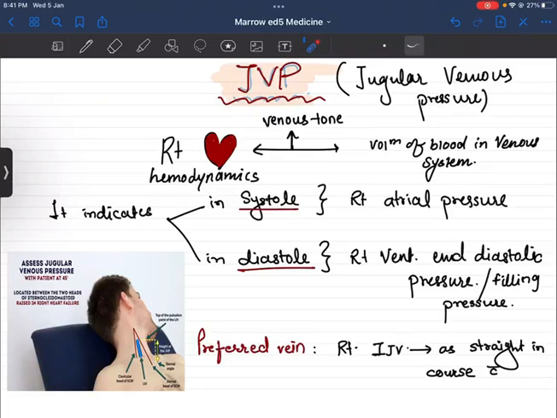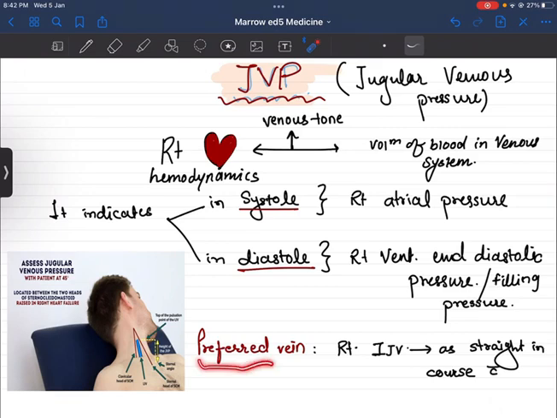Welcome to the short discussion video on the topic of jugular venous pressure. It is a relationship between the right heart hemodynamics, venous tone, and the volume of blood in the venous system. In systole, the JVP indicates the right atrial pressure. In diastole, JVP indicates the right ventricular end diastolic pressure and filling pressure.